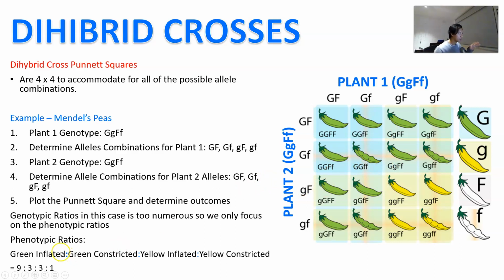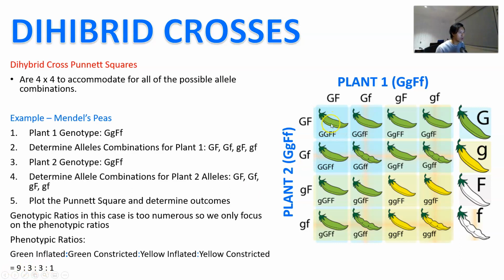However, your phenotypic ratios can be plotted a bit easier, right? So, how many green inflated do we have? How many green constricted do we have? How many yellow inflated do we have? And how many yellow constricted do we have? They have to match 16. So eventually you should get a ratio of 9, 3, 3, 1, right?